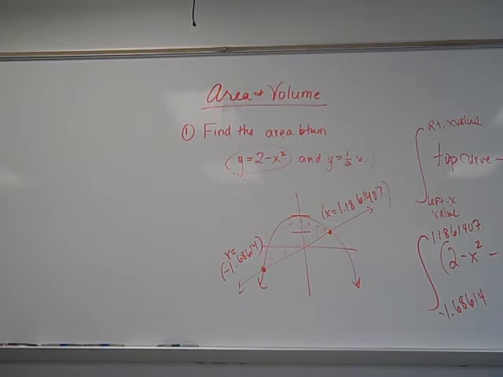If yours says FNINT, you're going to put the function in first: 2 minus x squared minus 1/2 x. And then you're going to put a comma, and then an x, and a comma, and then the lower bound. What's the x telling you? Comma, and the upper bound. The x tells it that it's with respect to x.